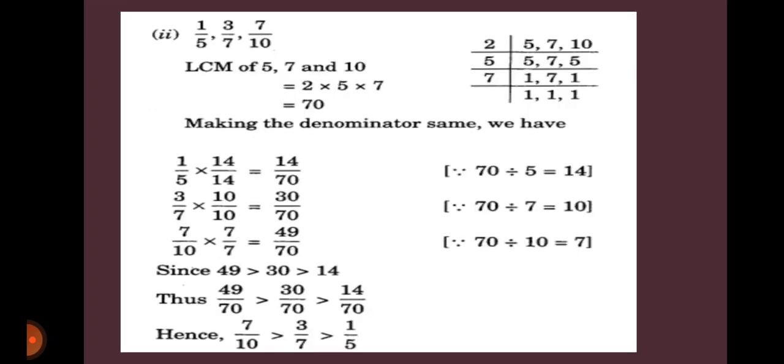The second part is as it is. You do this question yourself. Here is the answer of this question. So first you take the LCM and convert the denominators to the LCM, and our LCM is 70. So first we convert to like fractions, and then we solve very easily.